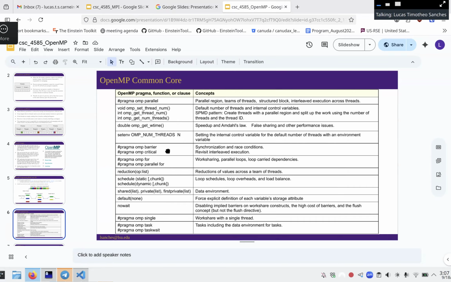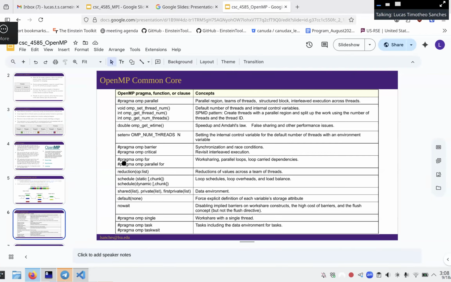We have these two important synchronization primitives. Does everybody remember the difference between a barrier and a critical section? That's exactly it. A barrier is a synchronization point. You stop at the barrier, every thread reaches the barrier, and then after that they continue. A critical is a mutual exclusion. Only one thread will execute the critical section at a time. Remember that accumulator example? We used the critical section to write to that.